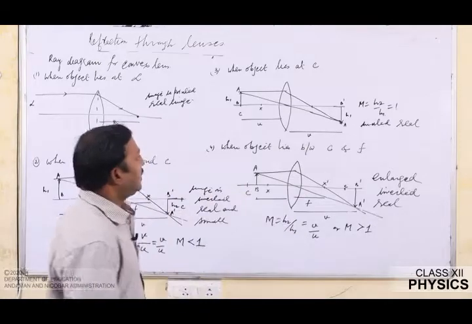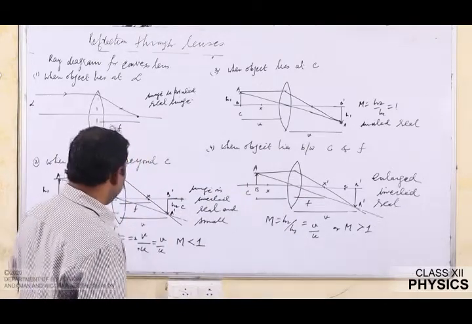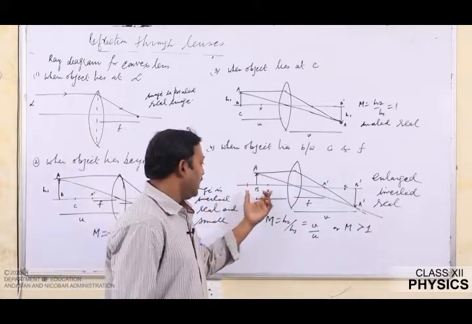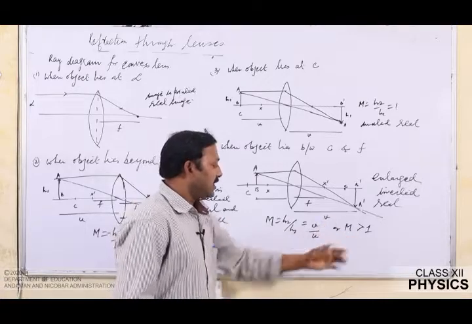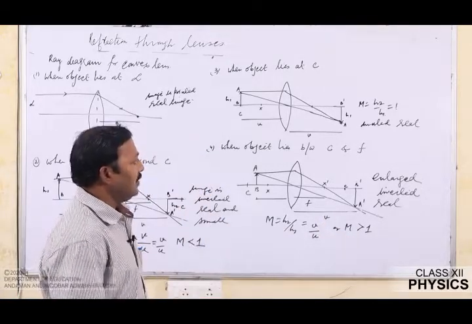So, when the object is placed at the center, we get magnification equal to 1. When the object is placed beyond C, we get magnification less than 1, and when the object is placed between C and F, we get image magnification greater than 1. In all these cases, we are getting real, inverted images.